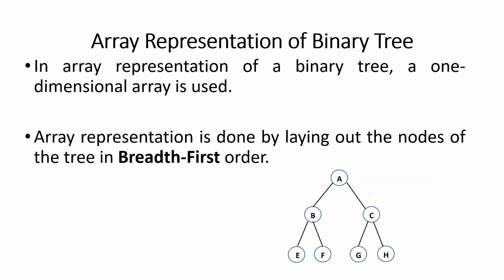Now from A, what are the two adjacent vertices of A? We will be exploring B and C. So we will enqueue B and C. After that, we will dequeue A because it is fully explored. Then which element is at the front of the queue? B will be at the front of the queue.